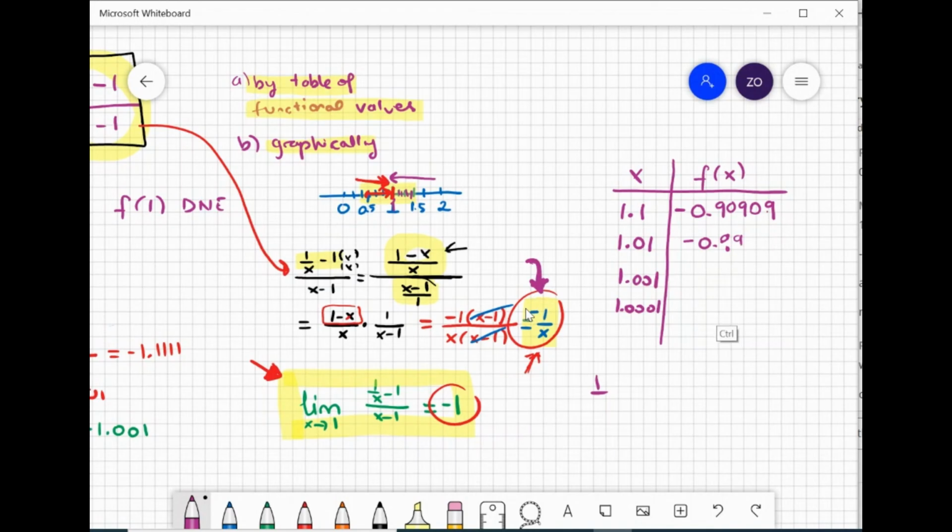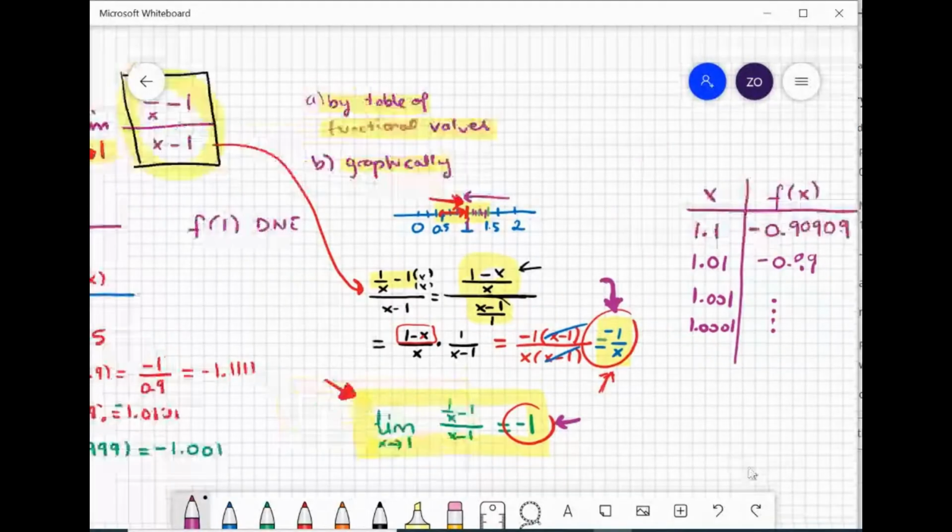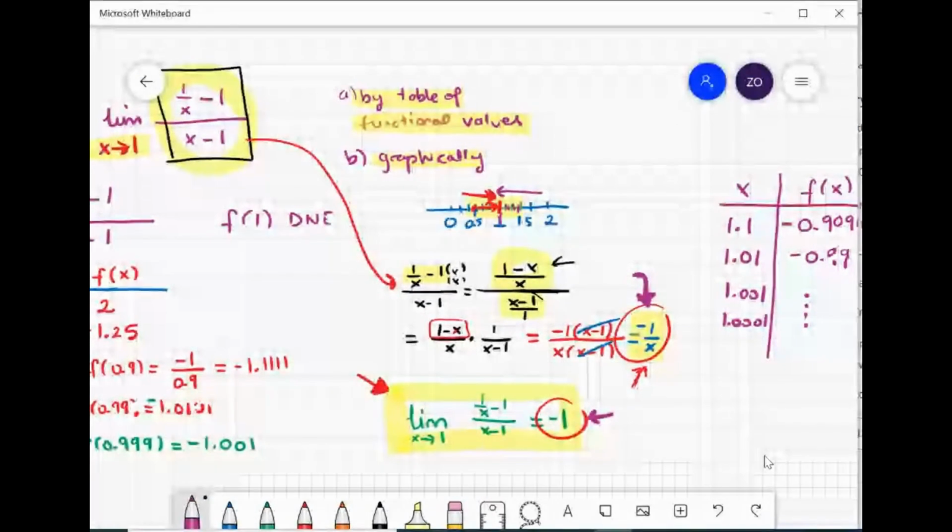So this was 99, and if you just keep checking, you will see that they also get closer to negative 1. So we can say that the limit of this function is negative 1.